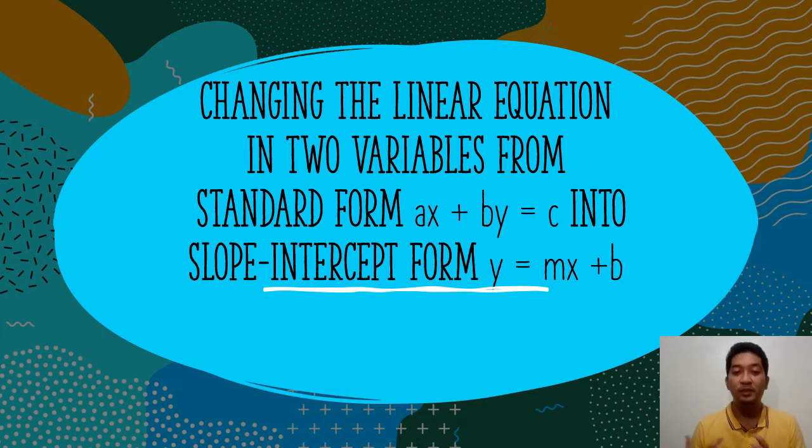Slope-intercept form naman is another form of linear equation used in algebra. It is in the form of y equals mx plus b. During the previous lessons that we have, if you remember, m stands for the slope, and b stands for the y-intercept. That's why it's slope-intercept form. And later on, we will go deeper on that.